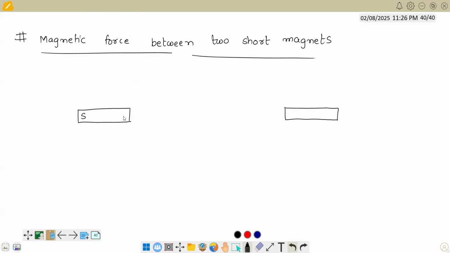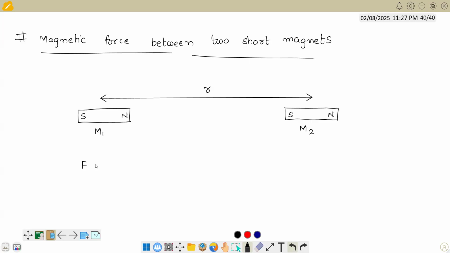Let us say this is south and the north, and this is also south and the north, and the distance between their centers, so this center and this center, let the distance between them be r, and let this fellow have magnetic moment m1, and this fellow have magnetic moment m2. You can see north and south are much closer, right? Since north and south are much closer, there will be a net attraction between them.